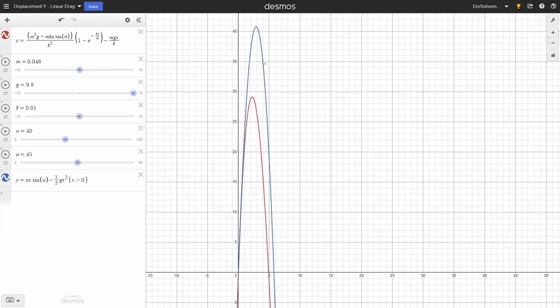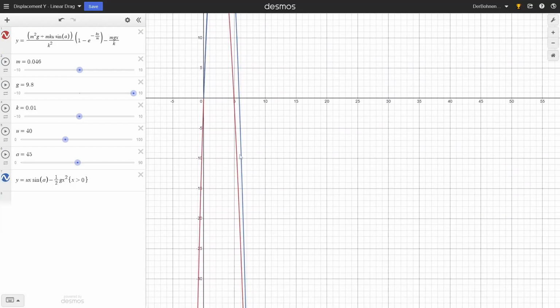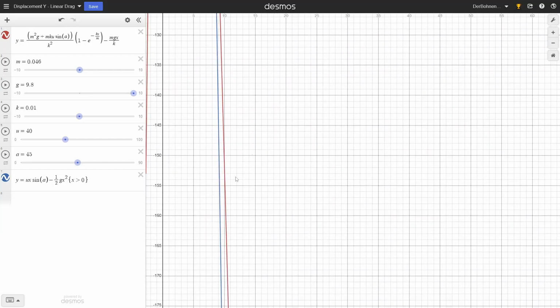So at first, the no drag scenario is further out than the drag scenario, and that makes sense, because it was being slowed down on the way up. Then as we're going down, the force of drag is actually opposing the force of gravity, because now the velocity is downwards, which means the drag is upwards, which means that the acceleration is actually smaller on the way down, which is why it eventually catches up to this blue line and actually eventually surpasses it.